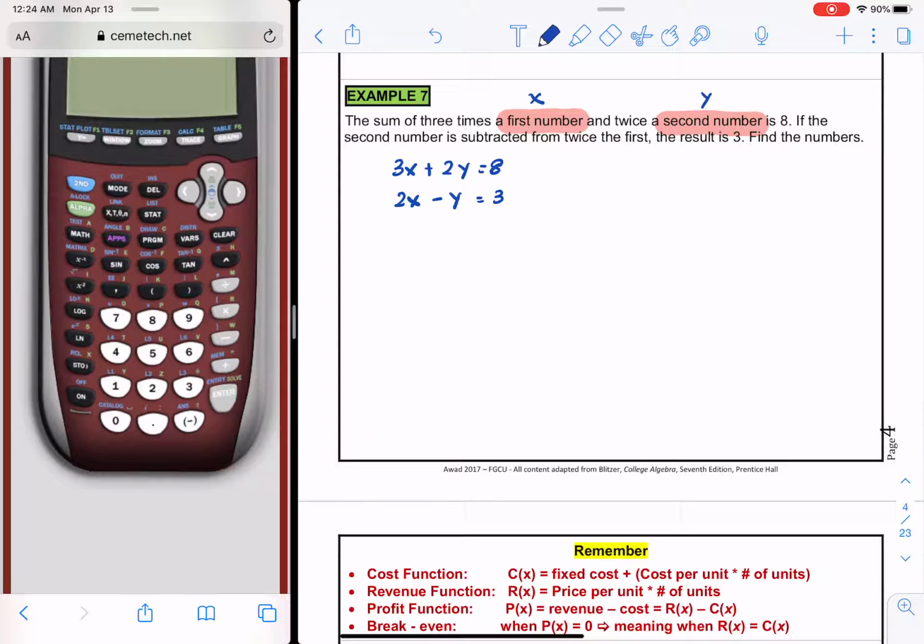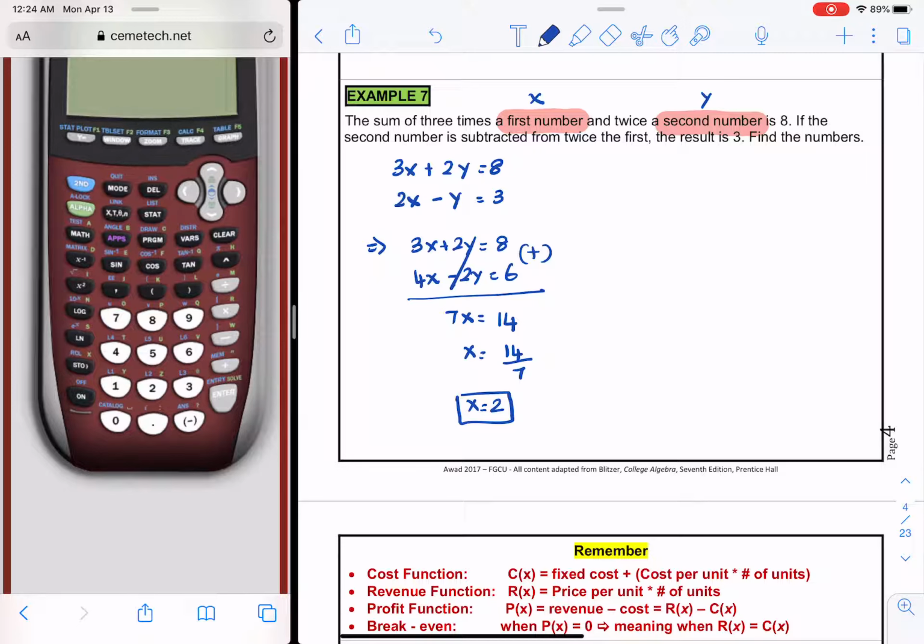I am going to eliminate y. So I'm going to multiply the second equation by 2 on both sides. So I have 4x minus 2y equals 6. And if I add those two, I would end up getting 3x plus 4x equals 7x. 8 plus 6 is 14. x is 14 over 7. So x is 2. So the first number is 2.